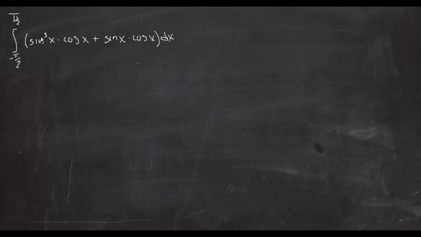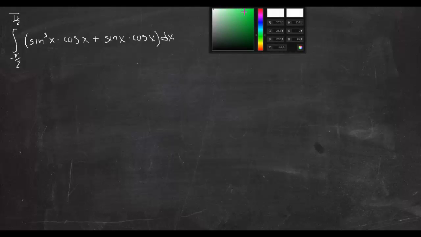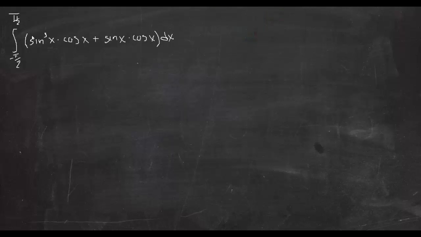Whenever we have a sine cubed or anything like that right after sine or cosine, what I like to do is cross that out and rewrite it, for the purpose of seeing. So we're going to say sine x and then cubed, and everything else is going to remain the same.